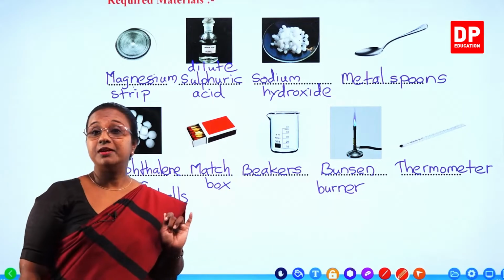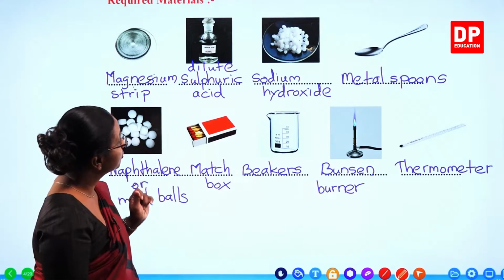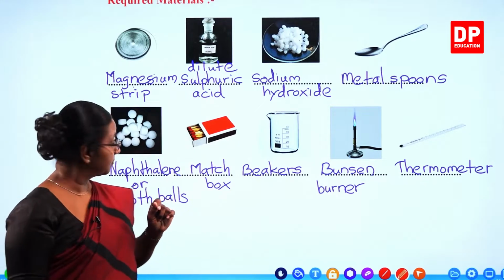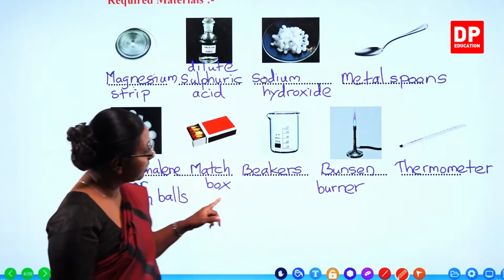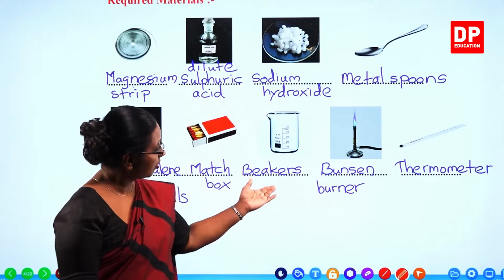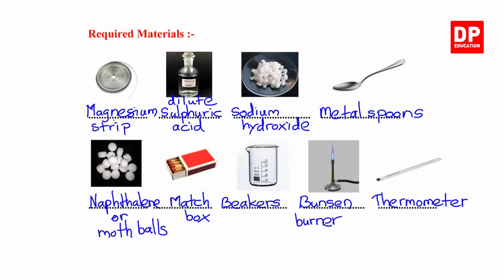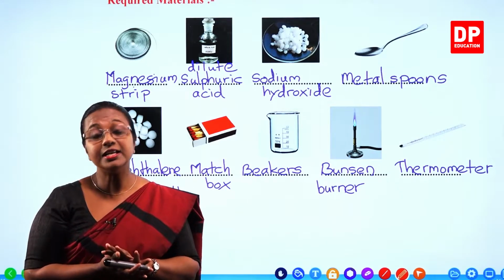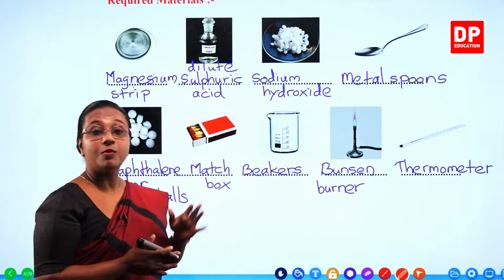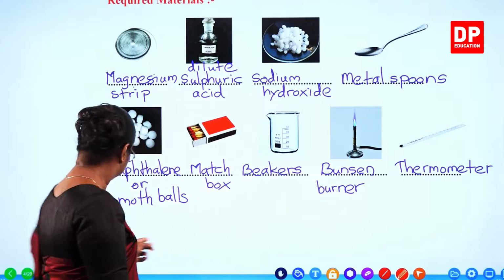So these are the different materials that we need: magnesium, dilute sulfuric acid, sodium hydroxide, metal spoons, naphthalene balls, a matchbox, beakers, and Bunsen burners, or just one Bunsen burner is enough. Then we need a thermometer. Those are the materials we need for this activity. In this activity, we will be looking at 4 different changes. I will move on to the next slide where we look at the procedure of this activity.